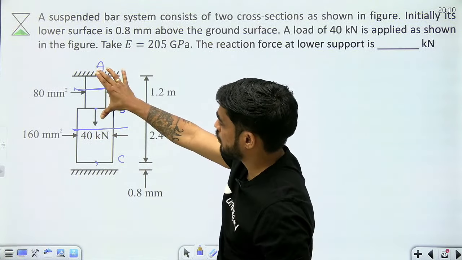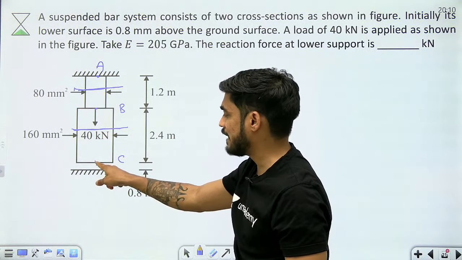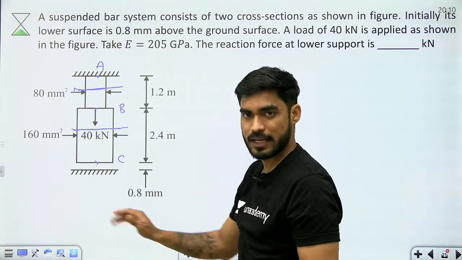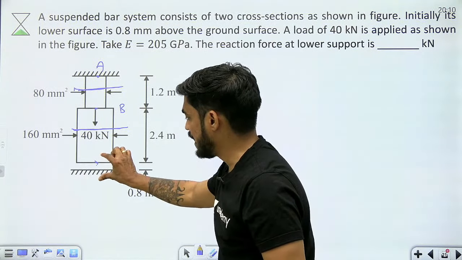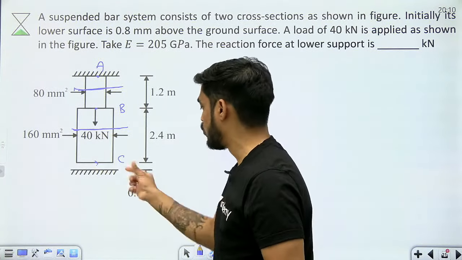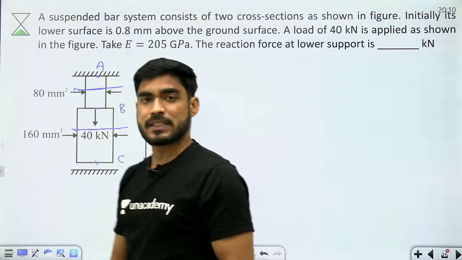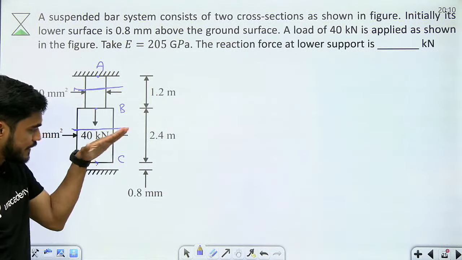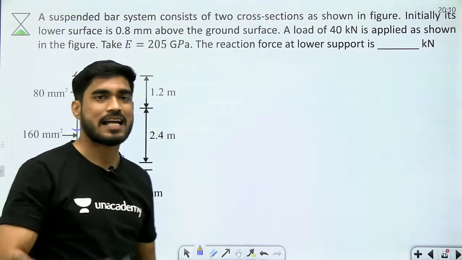Due to the elongation of AB, BC will also move, and this C will get close to the ground. Now until and unless this C moves more than 0.8 mm, there will be no reaction. जब तक ये C 0.8 mm से ज्यादा नीचे नहीं जाता, यहां से रिएक्शन नहीं आएगा.